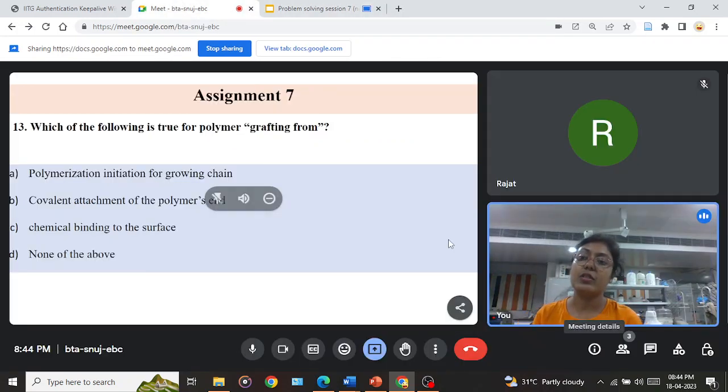Question number 13 is: which of the following is true for polymer grafting from? Polymer grafting can be either polymer grafting to or polymer grafting from. So which of the following statements is true or indicates the grafting from term? Option A is polymerization initiation for growing chain. B is covalent attachment of the polymer's end. C is chemical binding to the surface, and D is none of the above.